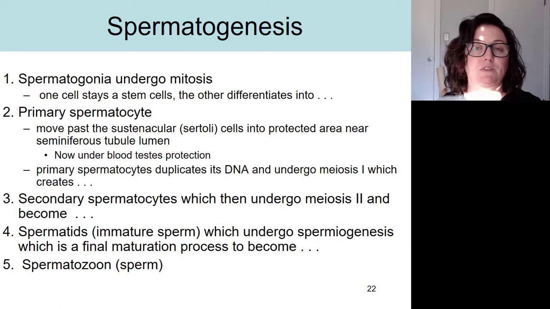One of the copies is retained for more spermatogenesis, whereas the other copy is actually going to go through the process of spermatogenesis. So this newly replicated Spermatogonia is going to differentiate into something called a primary spermatocyte. The primary spermatocyte is truly our starting cell for meiosis 1 in spermatogenesis.